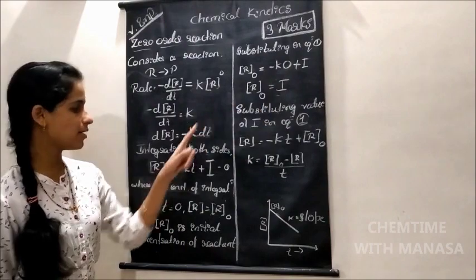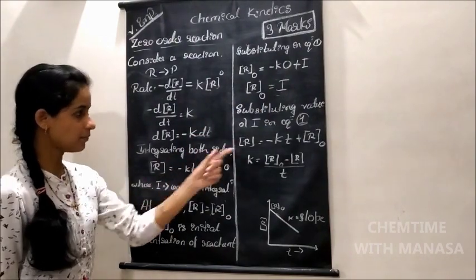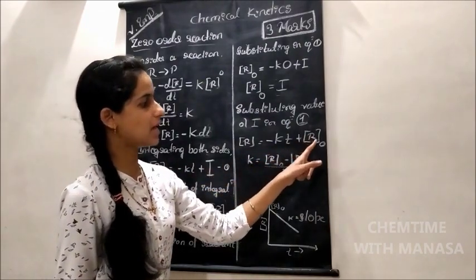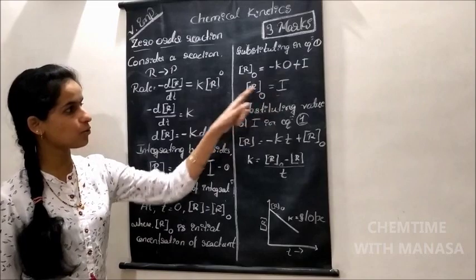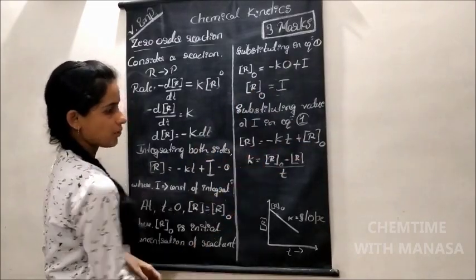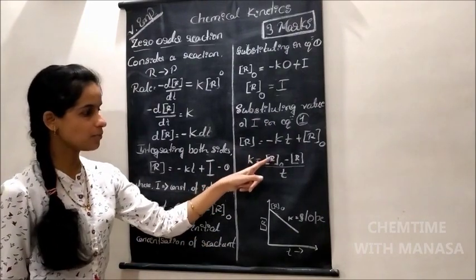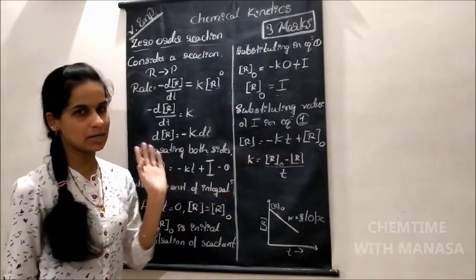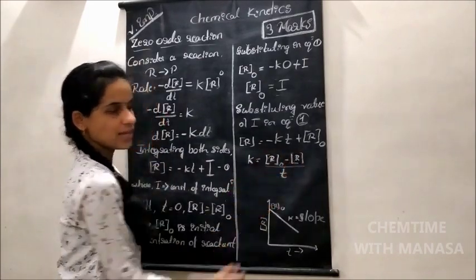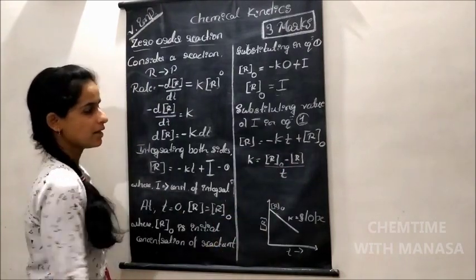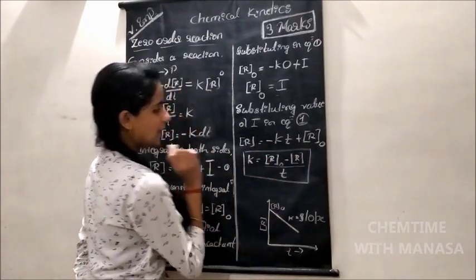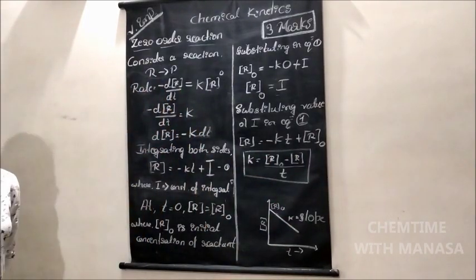Substituting the value of I in equation number 1, we get concentration of R is equal to minus Kt plus R naught, because I is equal to the initial concentration R naught. Rearranging this equation, we get K is equal to R naught minus R by t, or initial concentration minus concentration of the reactant at time t, divided by time t. This is the expression for the rate constant of a zero order reaction.